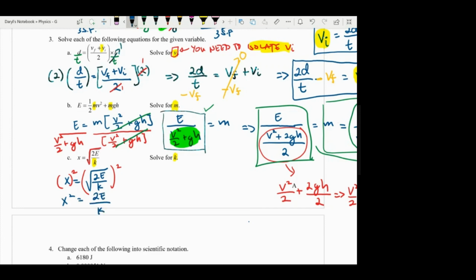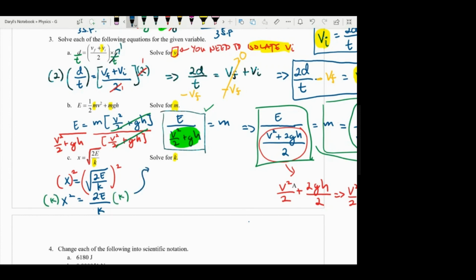So remember, k is part of the square root. That's why when you take the square of that, the square root symbol of your denominator will also be gone. Now I need to solve for k, so k should be placed on one side. To do that, I need to find a way to make my k at the top, in the numerator, because it is in the denominator. I can do that by multiplying both sides by k.